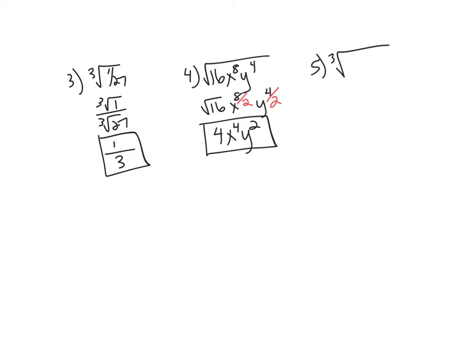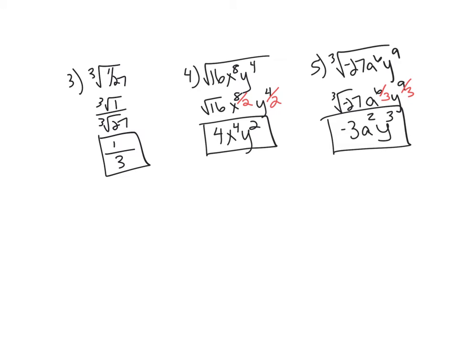How do we simplify the cube root of negative 27 a to the 6, y to the 9? Again, we can break it apart. The cube root of negative 27, a to the 6, again the root is dividing by 3. We have y to the 9th, and again the root is dividing by 3. So the cube root of negative 27 is negative 3. 6 divided by 3 is 2, and 9 divided by 3 is 3. And we're done. Negative 3 times a squared y cubed.